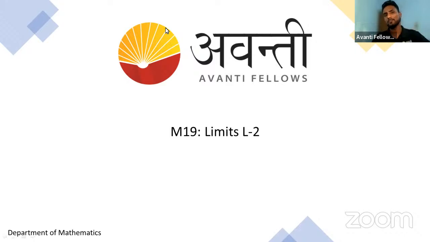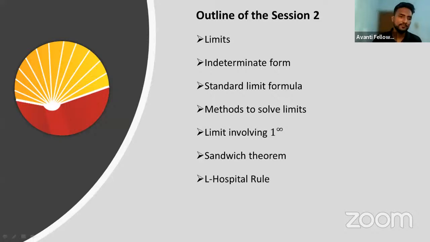Okay, so in the last class we have seen limits. In the previous class, we saw the basic definition of limits, and then we also saw what the indeterminate form is, and we saw the standard limit formulas, and also that there are lots of methods to solve limits. We have seen limits involving the 1 to the power infinity form.